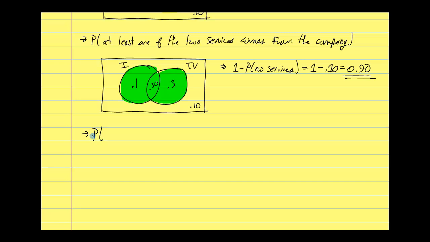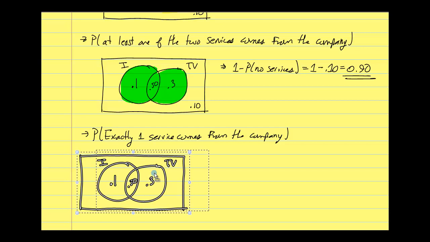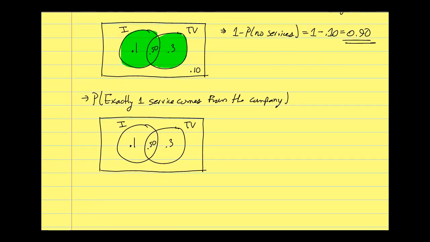Let's look at the probability that exactly one service comes from the company. Now this is kind of an interesting question, because you might say, oh, that's easy enough, that's just the circles. Exactly one service. Well, if we talk about exactly one service, I'd have to be careful of this region right here in the middle, because this would be the both. This would be the piece that we kind of need to watch out for. So you might think, well, I can just take our total probability and subtract 0.5, but remember there's a 0.10 hanging out here as well.